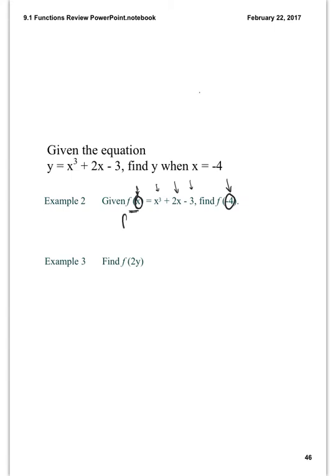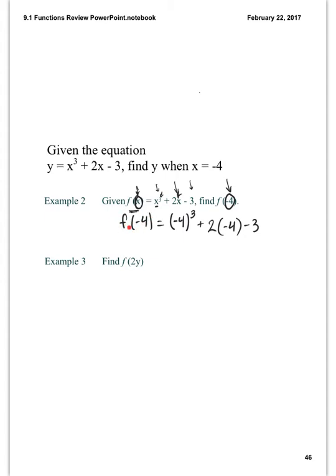So that means I'm going to write f of negative 4 equals, and then for every x we see, we're going to replace it with, I would suggest parentheses, negative 4. So this guy is negative 4 to the 3rd power plus 2 times, instead of x, I'm writing negative 4 in parentheses, and then minus 3. Our job on the left side of the equal sign is done. We do not need to do any math here.